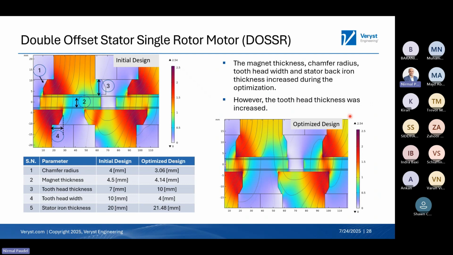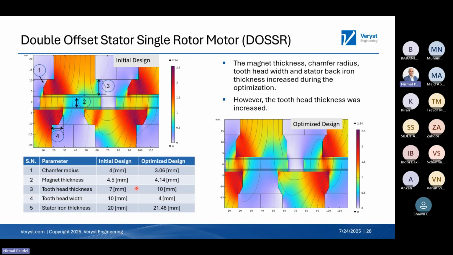So here on the design side, what we have is again the same parameters. This is the initial design, and then the optimal design. Now in this case, chamfer radius has actually decreased, and earlier it was increased. So the optimized values for the initial symmetric design and the offset design are different. Magnet thickness has actually gone down. So we're reducing the magnet now.